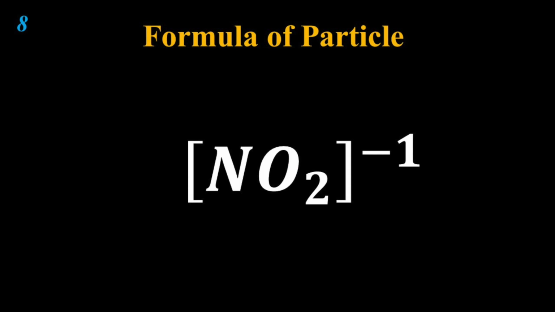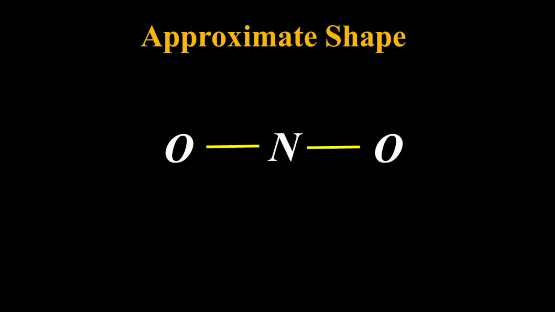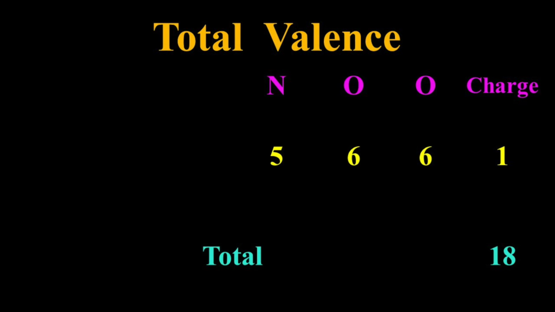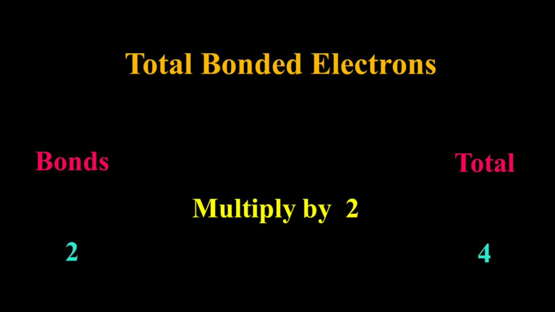Next, we're going to look at nitrite. Don't forget the -1 means you're going to add an additional electron. There's an excess charge of 1 electron. So there's going to be your approximate shape. We'll make it linear for now until we get more information. Central atom is going to be nitrogen, so it's going to need at least 8 electrons. 5, 6, 6, 1, that's 18. Don't forget you have to have a total of an even number for this to work, and that extra electron gives you that. And then we're going to have 2 bonds, so that'll be 4 electrons in the bonds that have to be accounted for.